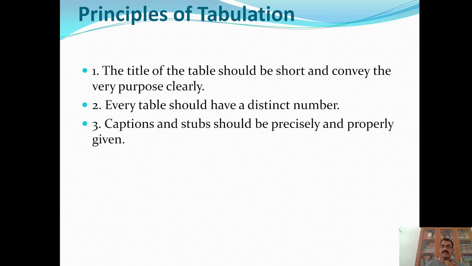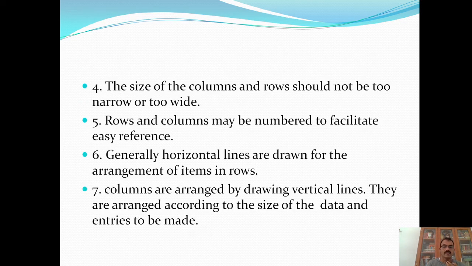Captions and stubs should be precisely and properly given. For each column, one heading should be given. For each row, one heading should be given. Fourth one, the size of the columns and rows should not be too narrow or too wide. Rows and columns may be numbered, 1, 2, 3, to facilitate easy reference.